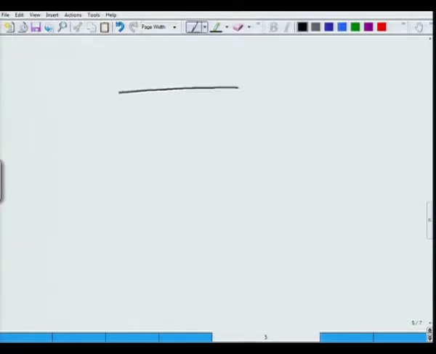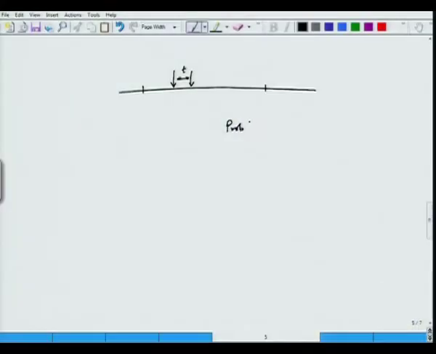What I can do is let a packet arrive. I can find out the probability that at least one packet does not arrive in time t. This means the probability that the arrival time is greater than or equal to whatever t prime I am taking.